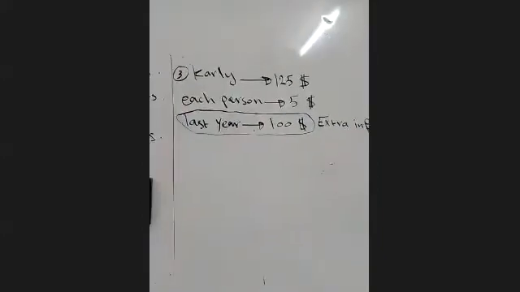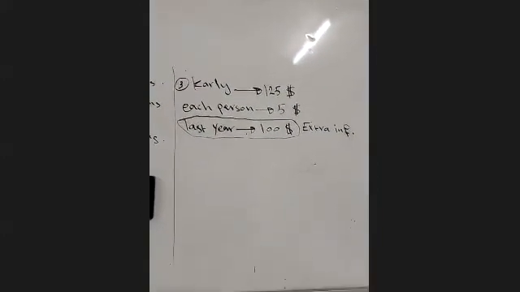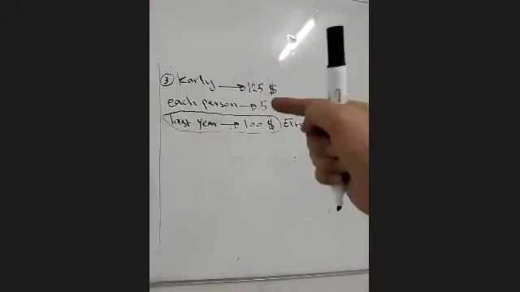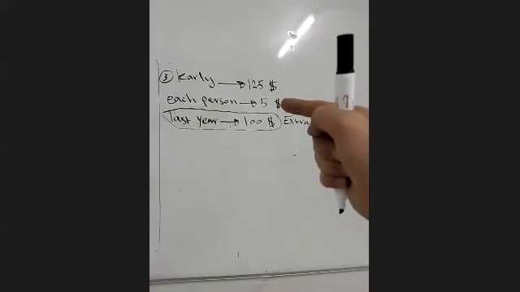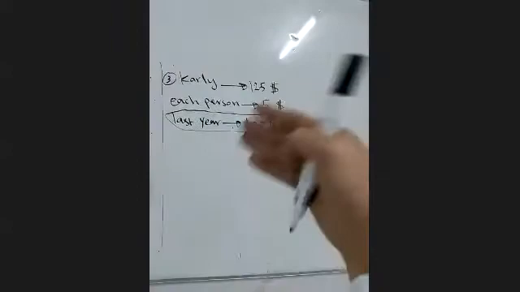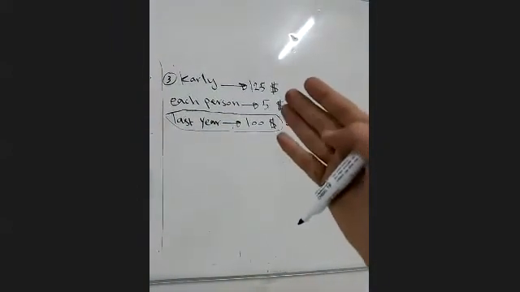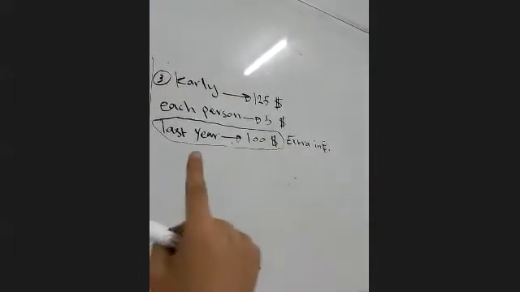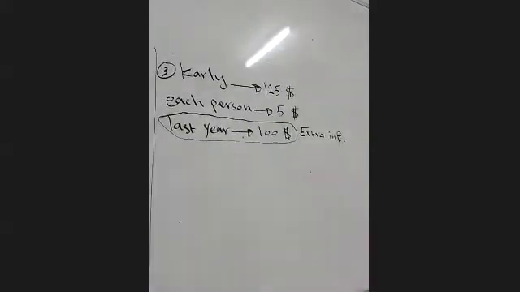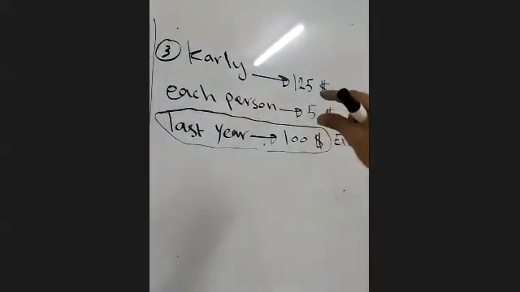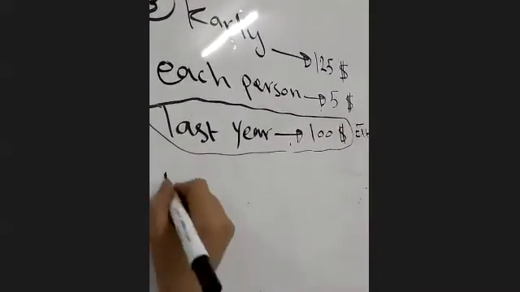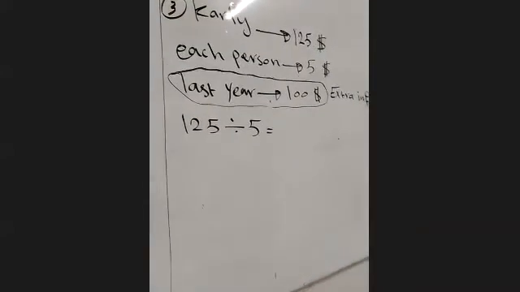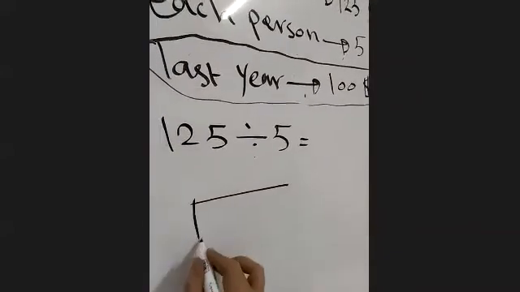Got it? Now, if each person pays $5, how many people do we need for the whole $125? How do we know, Jalal? We divide 125 divided by what? By 5, because each person gives 5. So to know the whole number of people, we divide these two numbers. So we don't need this information here. Extra information, so ignore it and let's solve the question. We will divide 125 by 5. Now we'll make a long division, right?